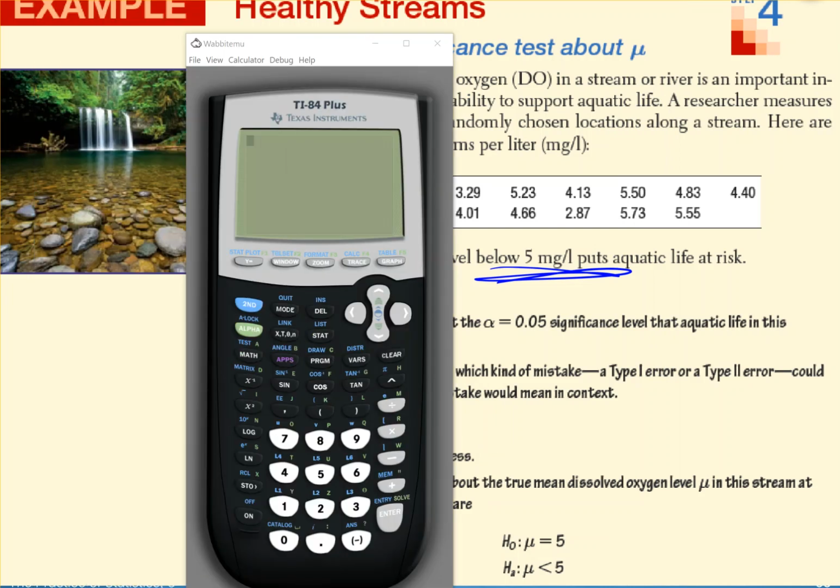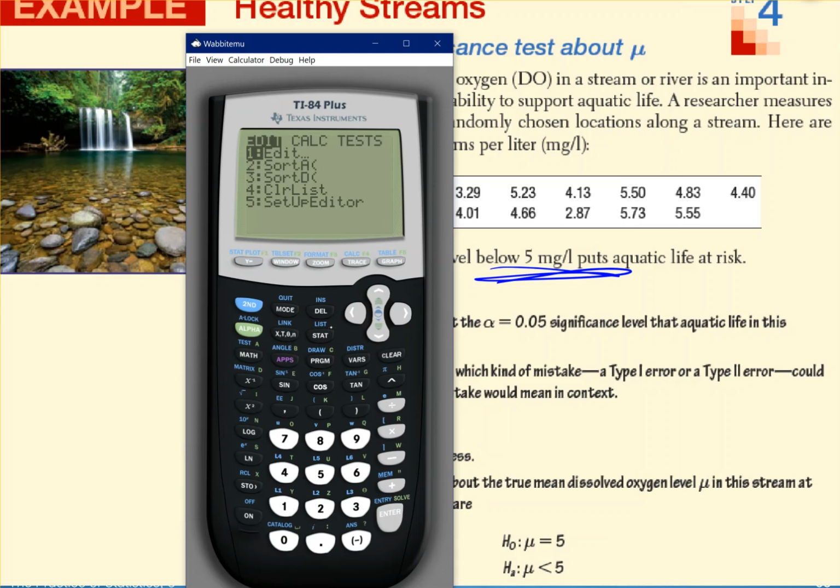All right, so I punched a bunch of stuff in my calculator. Again, I did it all under stat edit, put it all in my list 1. Now if you go to stat plot 1, I'm going to look at a histogram. I'm going to look at that histogram and see if it looks approximately normal. Again, it's such a small sample size that it doesn't look perfectly normal, but it looks reasonably normal.